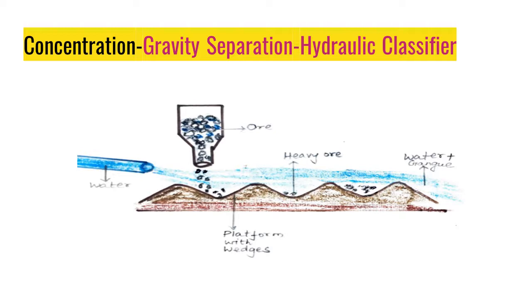So this platform will have wedges in which the heavy ore particle gets settled down, and the lighter gangue material is washed away by the water and separates out. So the heavy material, the ore material, gets at the bottom, and the lighter gangue particle is washed away by the water. This is called the hydraulic classifier method.